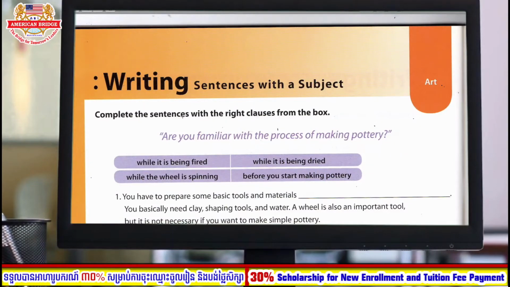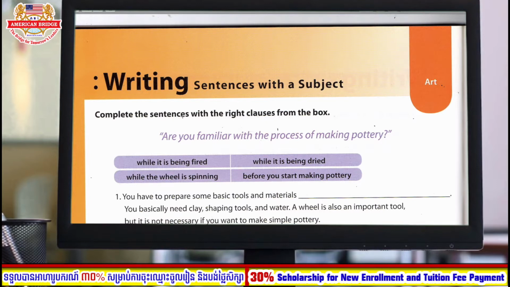Alright everyone, welcome back to the second session for today's class. For the first session, we have already learned some important keywords about SPAR from the blueprint lesson. And in this video, we are going to look at one content from the Writing Break 3 book, which is writing sentences with a subject.